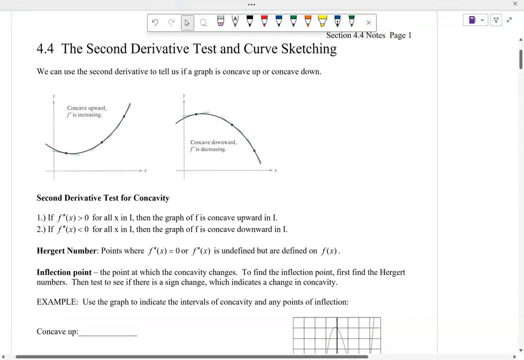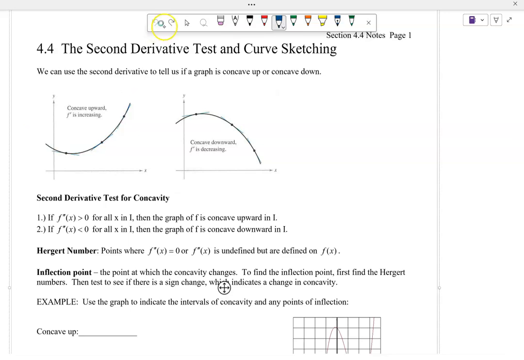We're going to take a look at the second derivative test and curve sketching. So here, I want you to notice that the graph here, see how it's kind of smiling up here? That's what's called concave up. Over here on the right, see how that is concave down? It's kind of a flipped over U, if you will, concave down. That's what we're going to talk about in the second derivative today.